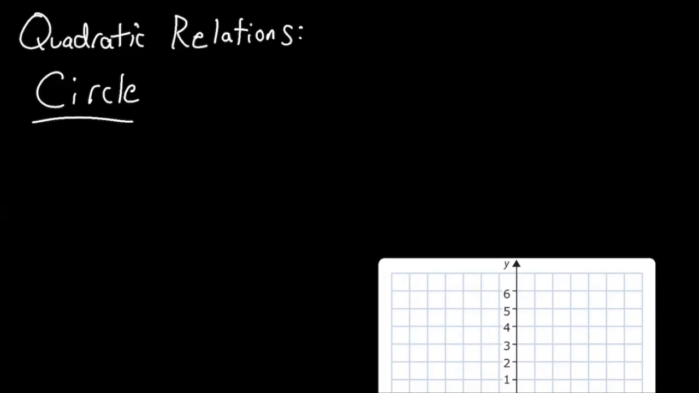Welcome back, everyone. In this video, we are going to start our next unit and our final unit of the semester, which is looking at quadratic relations. So we're going to be looking at a few different shapes, and the first shape is a circle, which should be a little bit easier to work with. It'll get more complicated as we go through the unit. First, we're going to start off with defining quadratic relations.